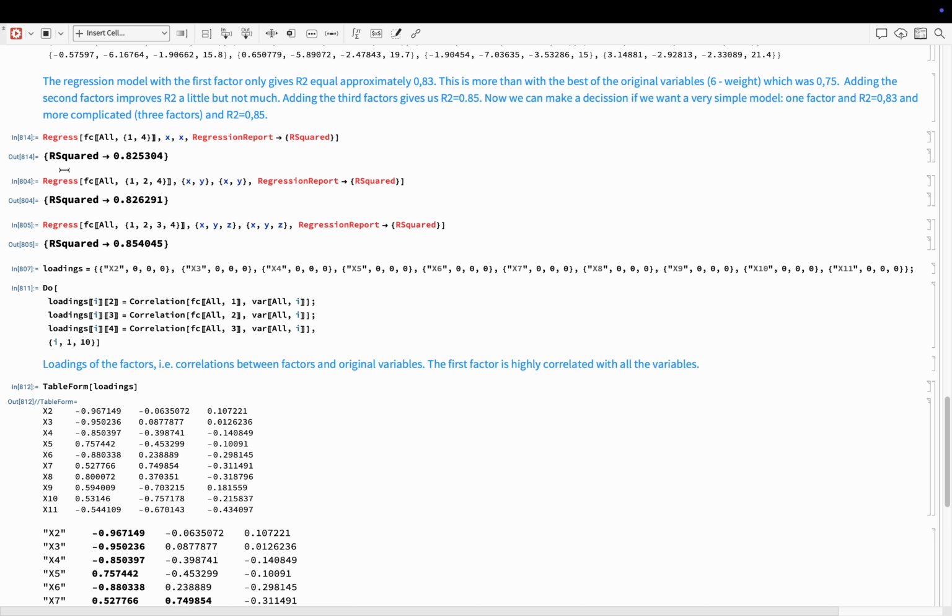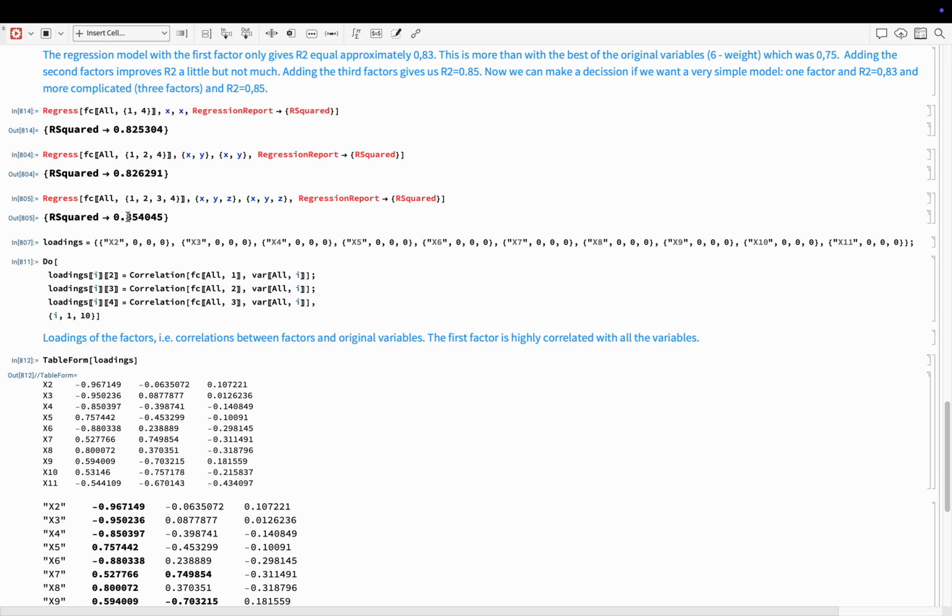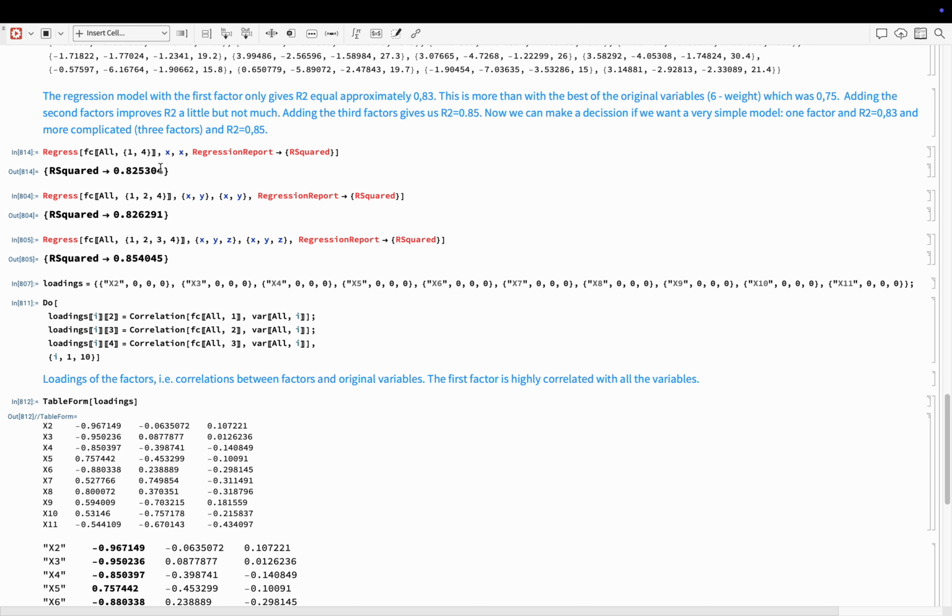And here are the numbers. The regression model with the first principal component gives us R squared on the level of 0.82, 0.83 if rounded properly. This is almost the same with the first and the second component, but when we add the third component, R squared goes up to 0.85. So the decision is clear here. Either we use only the first component or we use the 3 of them.